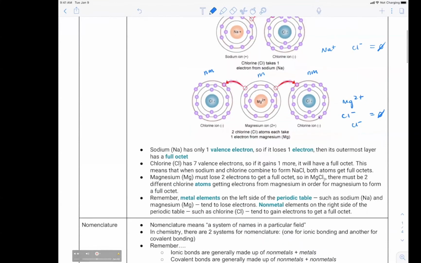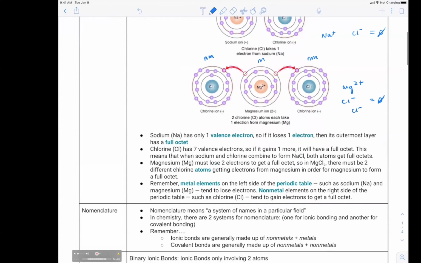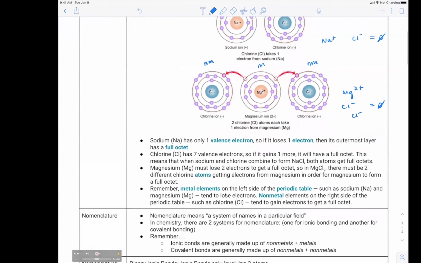Okay, and I guess the biggest fact that you would need to remember is metals, which are on the left side of the periodic table, will lose their electrons. And then the nonmetals will be the ones that want to gain electrons.